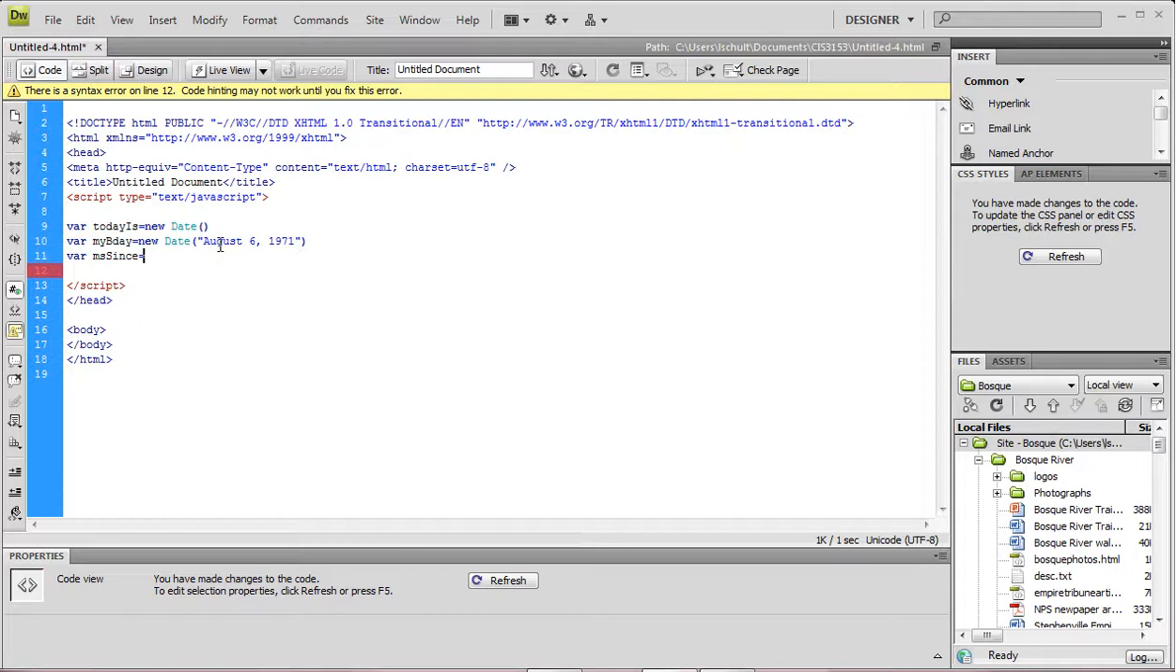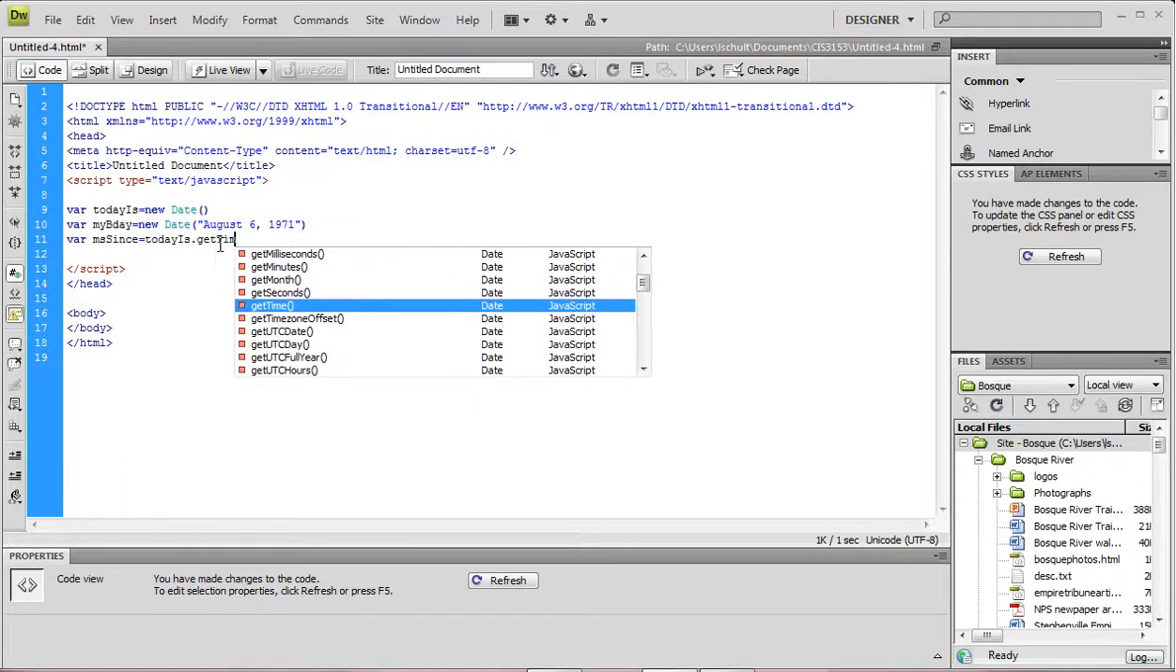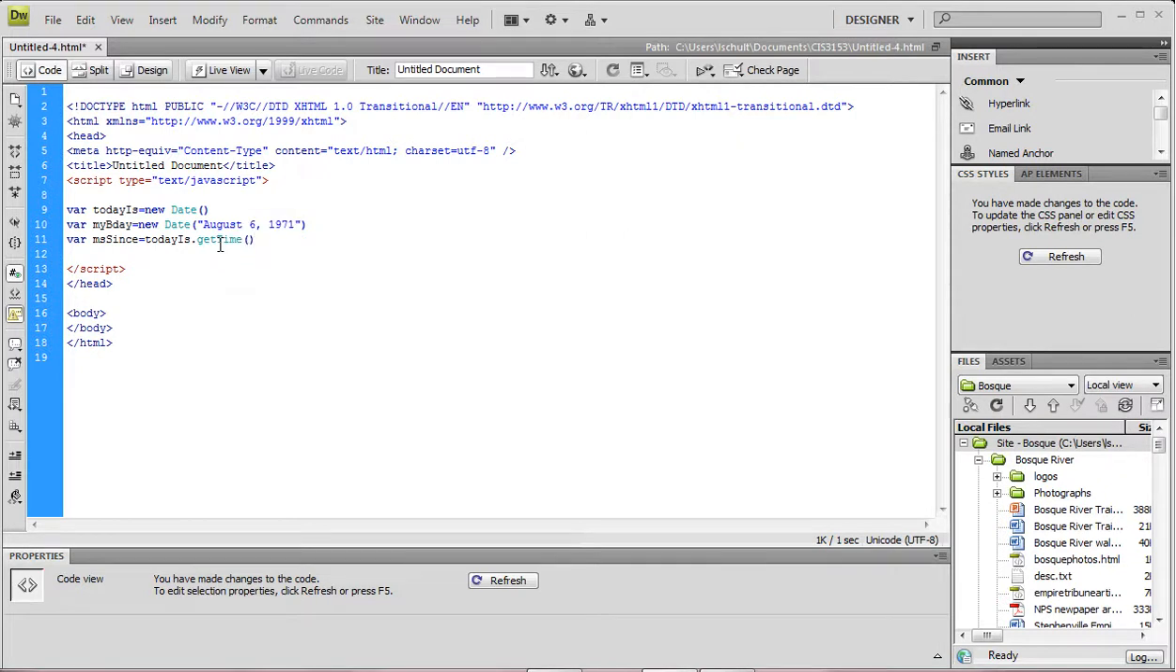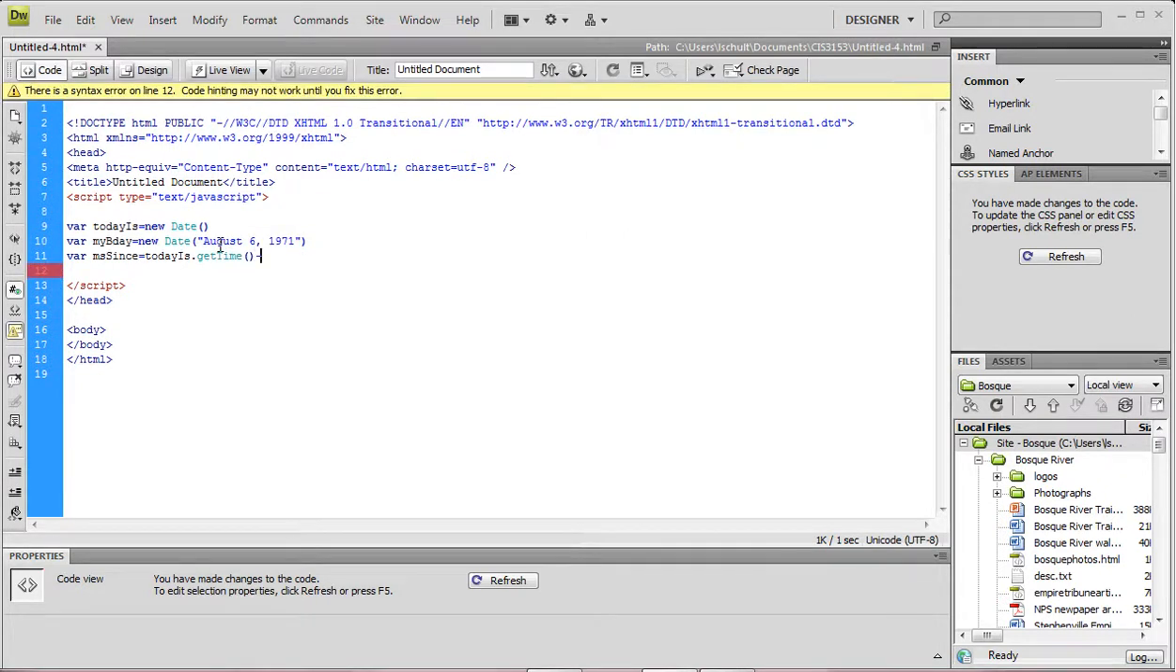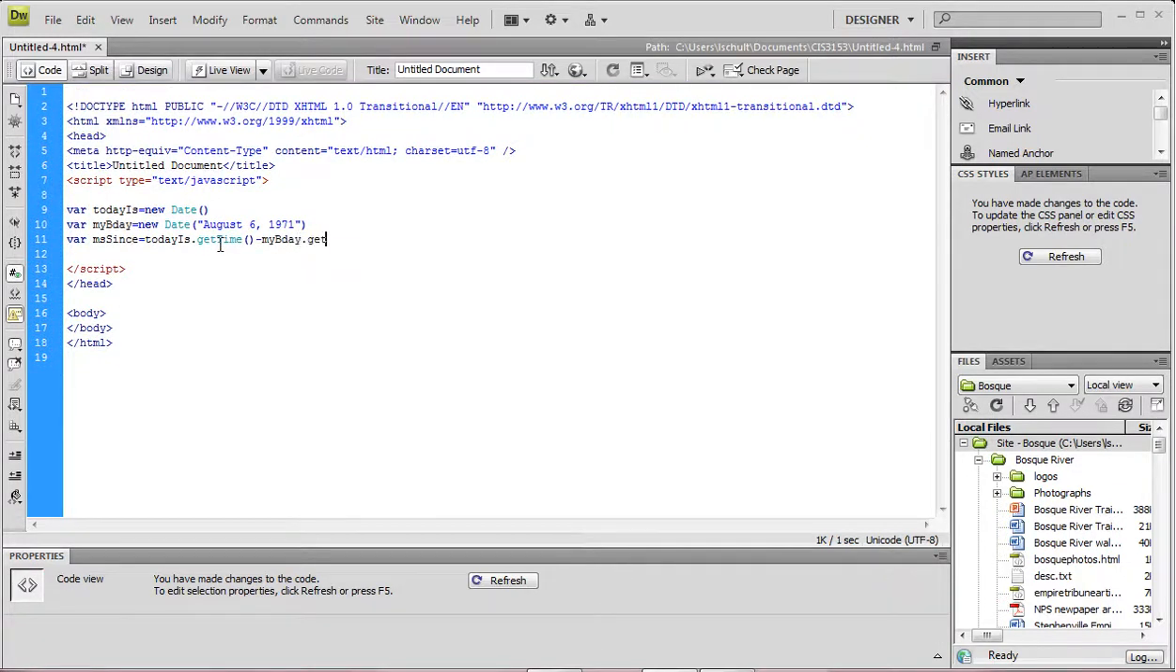So what we need to do is take those milliseconds, divide by the appropriate conversions to get into minutes, hours, and days to give us the answer that we want. So we're going to go ahead and do the subtraction. We're going to say we want to subtract today.getTime, and we're going to subtract that from my b-day.getTime.